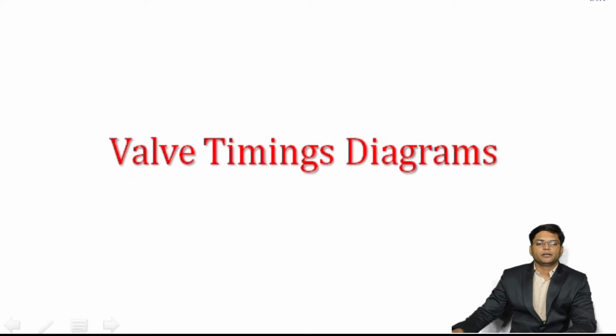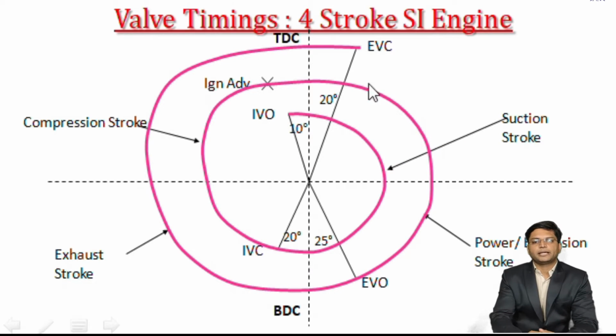Now the next is valve timing diagrams. We will see now the different valve timing diagrams for IC engines. Now we know for the 4-stroke SI engine there are 2 revolutions of the crankshaft. Here in this figure we will see the valve timing diagram for the 4-stroke SI engine.